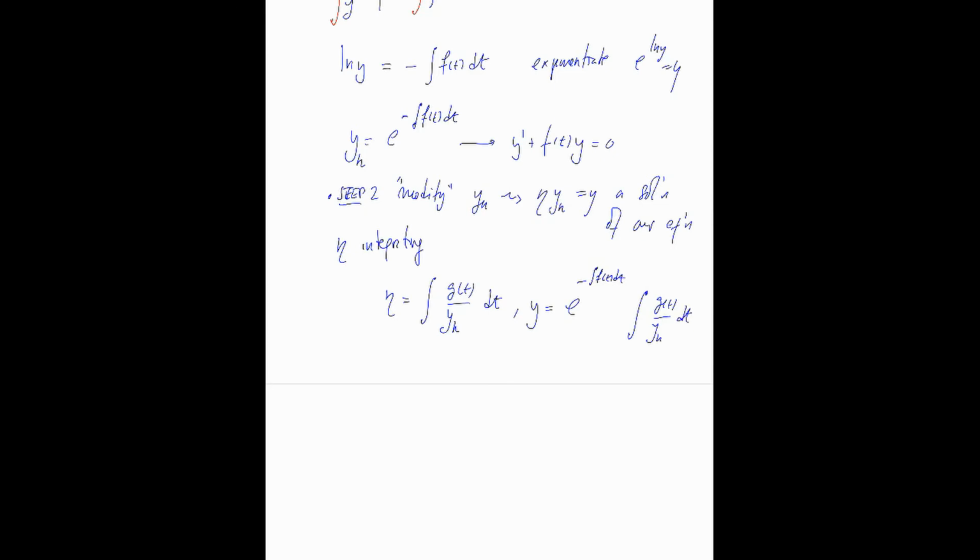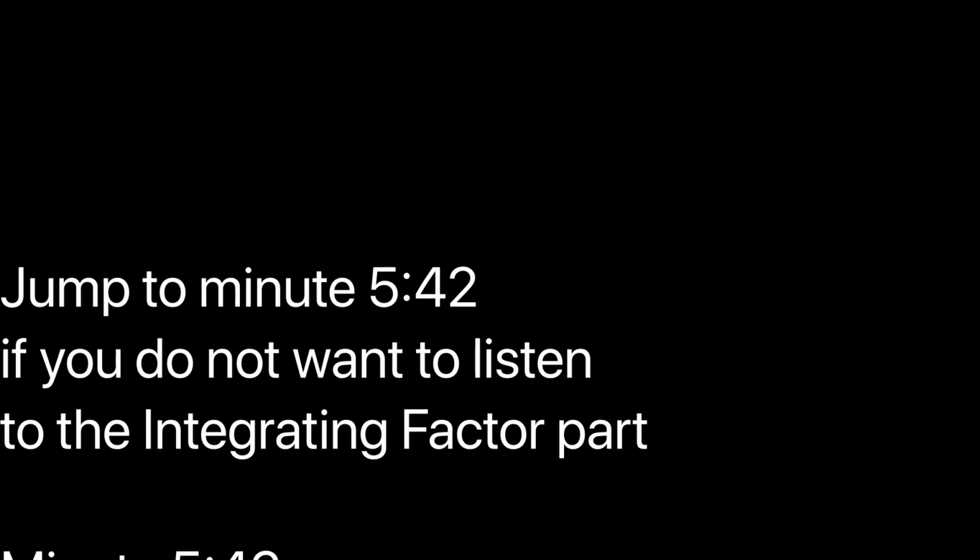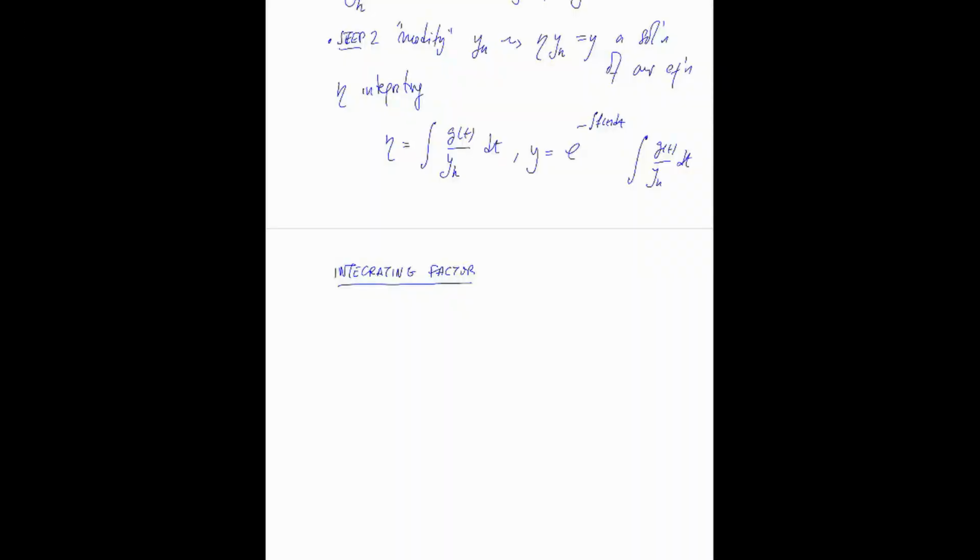Okay, so let me explain for those of you who are interested the integrating factor. Explanation for the integrating factor, and if you are not interested, jump ahead. Okay, so what we have is a homogeneous solution of this equation equals 0, and we want to modify this by multiplying, so it becomes a solution of our equation, which is y prime plus f of t y of t equals g of t.